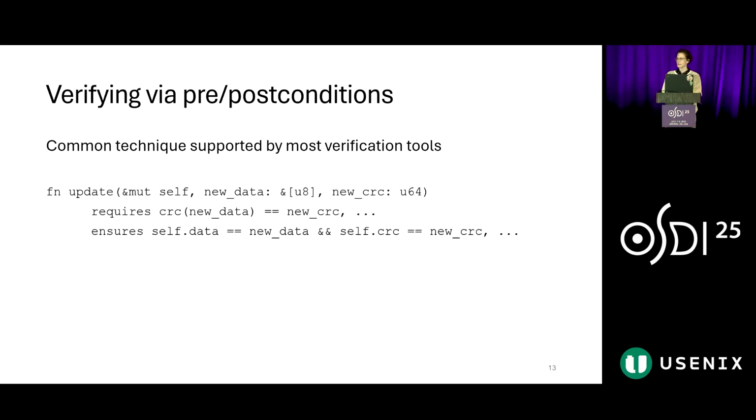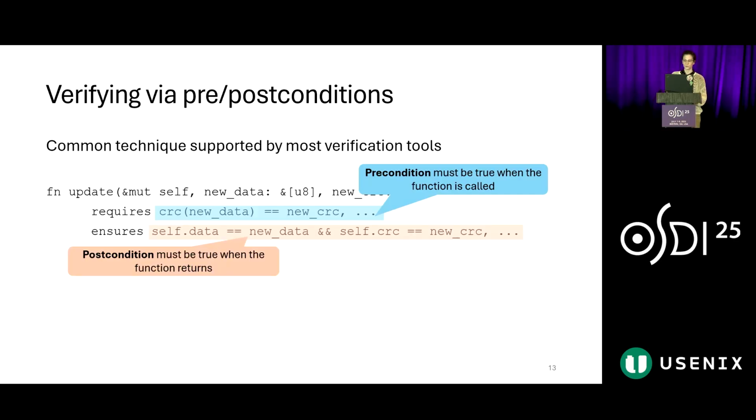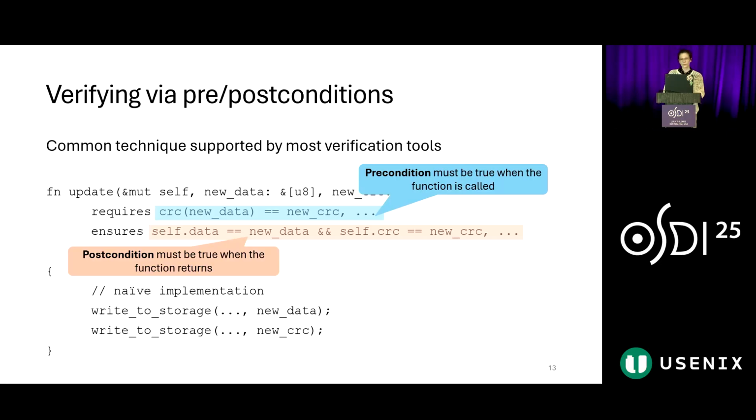So to see what this looks like, let's suppose we have a function. Here I have a pseudocode function in Verus that goes back to our example and updates some data structure and its CRC. We're going to annotate this function with a precondition, which must be true when the function is called, and a postcondition that must be true when the function returns. In this case, we might specify that the CRC we're storing must actually be the CRC of our data. And when we call the function, we want to ensure that by the time it completes, we've actually stored these bytes. We could write a naive implementation that simply issues writes with these bytes to storage without trying to use any crash consistency mechanism.